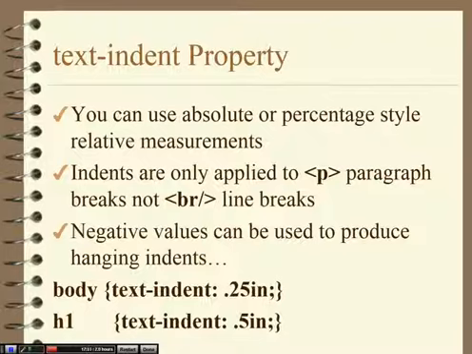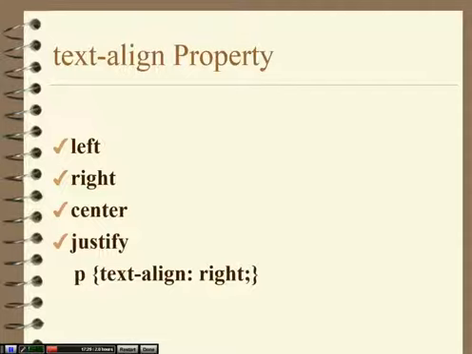Those are absolute measurements. We want to try not to use those. So what I should do is use the EM measurements, where one EM is equal to a character. So I should indent my paragraphs maybe 3 to 5 EM, which is 3 to 5 characters. Okay, so try not to use fixed values.